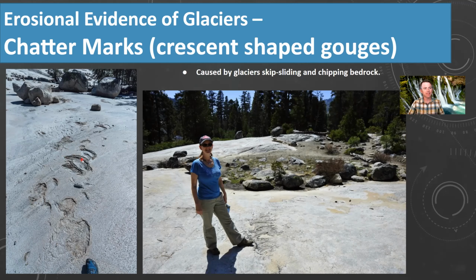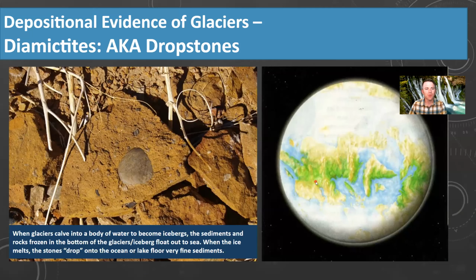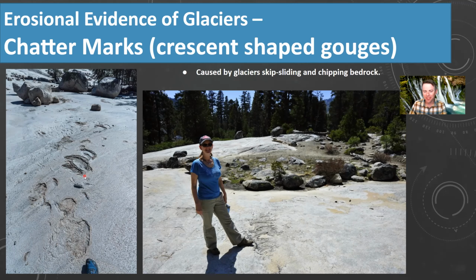So this is another way to tell which way the glaciers were traveling. So basically they're going downhill here. So the front end of that circle is the end that got popped out. So it points in the direction of the flow like that. All right, so that's erosional evidence of glaciers.